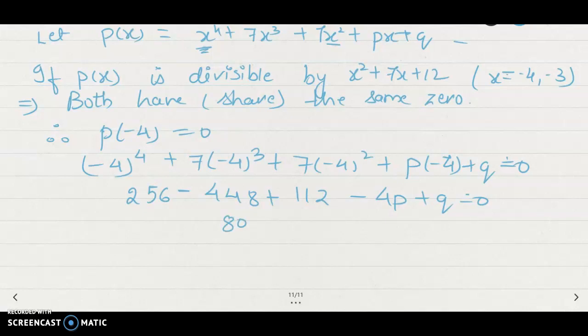On simplification we get minus 80 minus 4p plus q is equal to 0. If we shift 4p from left to right we get plus 4p, and q from left to right we get minus q, and on the left hand side we are remaining with minus 80. We give this as equation number 1.